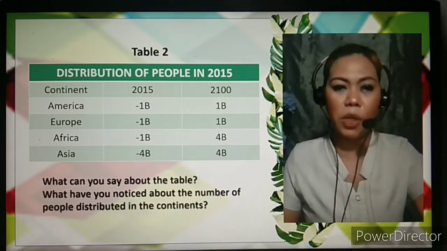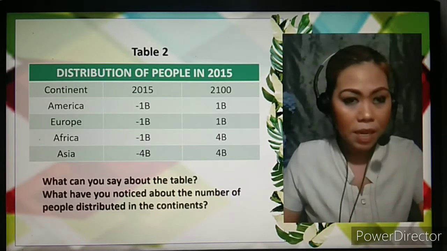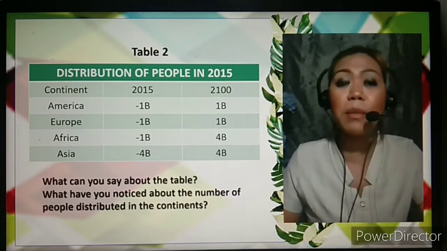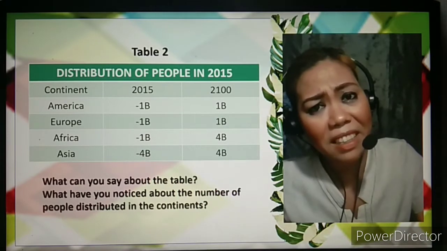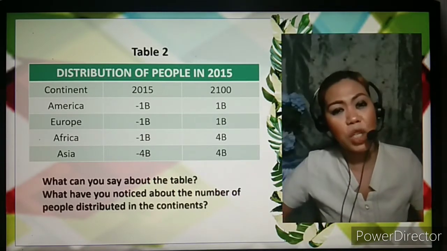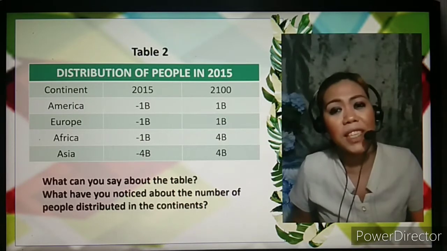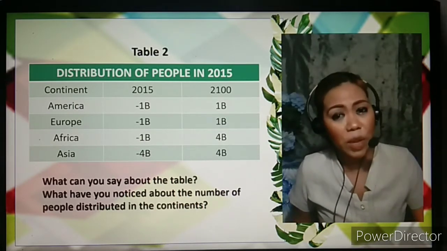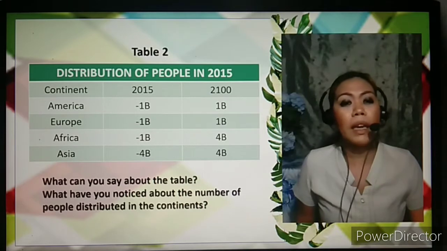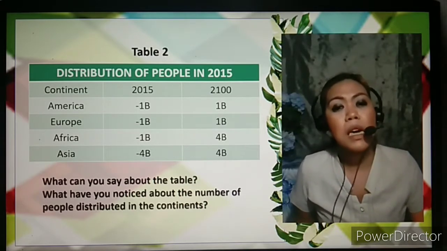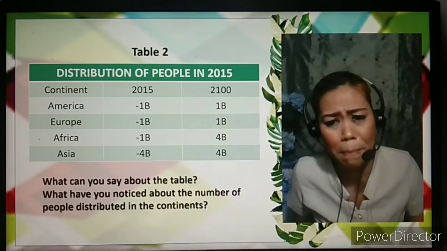Okay, here in table 2, it is a distribution of people in 2015. The first column is the continent, the second column is 2015, and the third column is 2100. Let's check it out. In America, the distribution of people in 2015 is less than 1 billion. And in 2100, it becomes 1 billion. And in Europe, it's less than 1 billion. But in 2100, it becomes 1 billion.